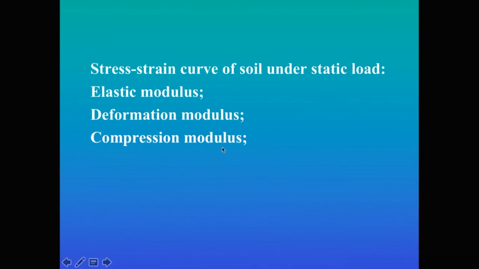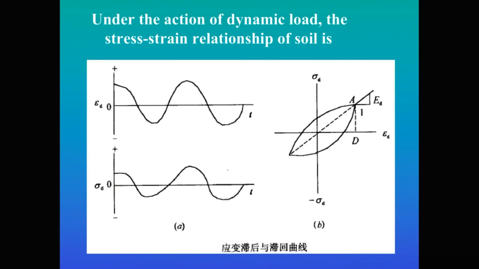And then compression modulus. Usually we use this compression modulus under the lateral constraint condition, and use Es to describe it. Usually these parameters describe the deformation ability of the soil. We can also use the axial strain and the volume change to describe the compression modulus. But under cyclic load or dynamic load, the stress-strain relationship of soil is given as this.